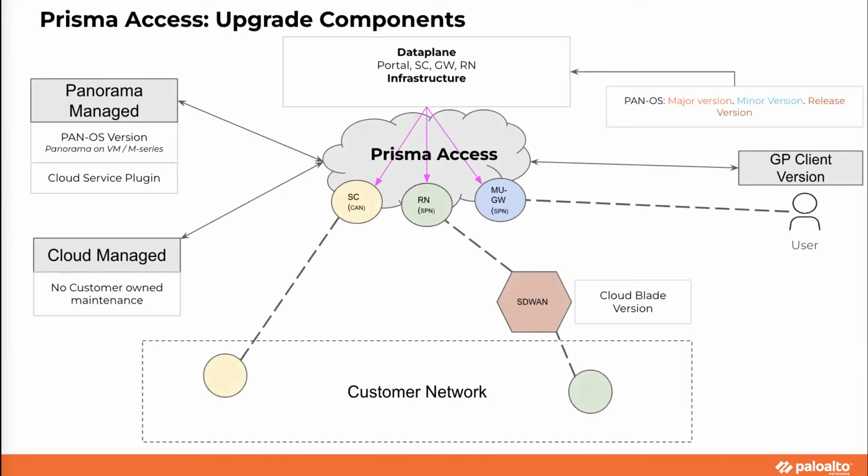Here are the few different components that are relevant to the upgrade and how they're connected. As you know, there are two ways to manage Prisma Access, either cloud managed or Panorama managed. If you're a cloud managed customer, you don't need to do any maintenance or upgrades. But if you're Panorama managed, then you need to make sure that your Panorama is upgraded to the required PAN-OS version, because for 4.2, it's 10.2.3. Make sure that you're updated to that. And then the data plane upgrade will be required for your SC, RN, and MU. After the data plane upgrade, the cloud plugin will be released and will be available, which you can update on your Panorama.